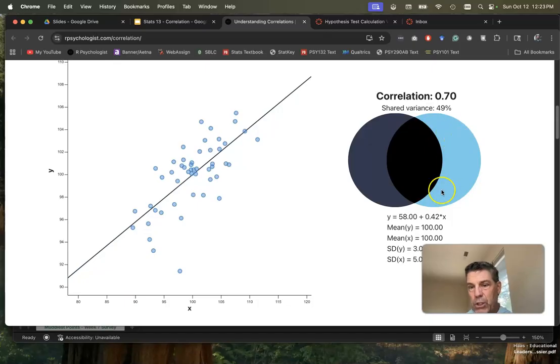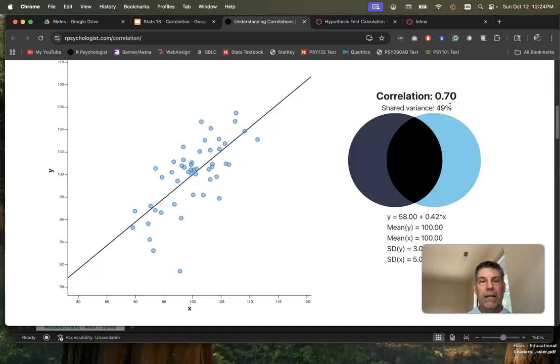Notice that a good chunk, basically about half of that entire light blue circle, is shaded dark blue or black right here. And that's because it's sharing the variance with the x variable. So what we now know is that what percent of the variability in y can be explained by knowing somebody's score on x? About 49%. Okay, so that's a very strong effect. It is a large effect size.